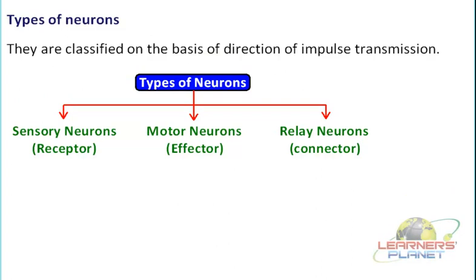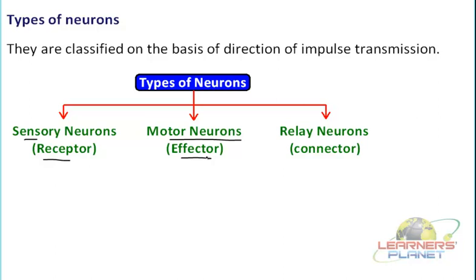So depending upon the direction of impulse transmission, these neurons can be of different types. That means if they are receiving the message from the receptors or directly from the sensory organs of the body, then these are known as the sensory neurons, and they may also be known as receptor neurons. The other one is known as the motor neuron. These are also known as effector neurons. You know why? Because in this case they are communicating between the brain and the target tissue, the tissue where the action has to be taken.